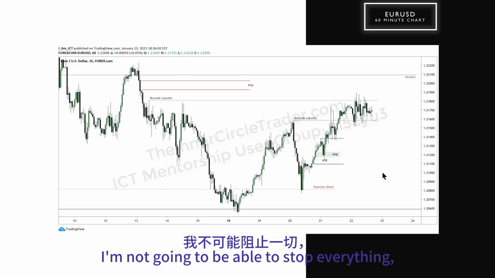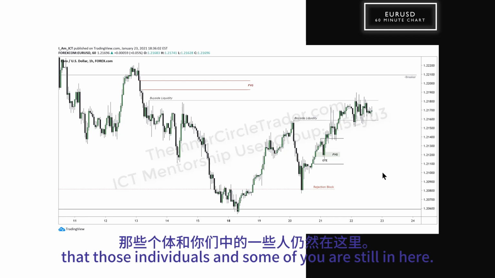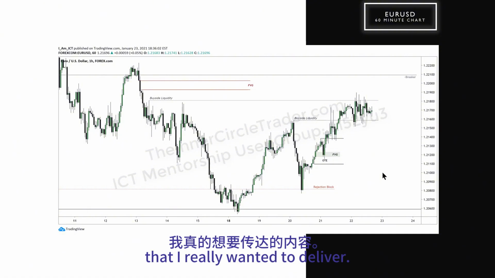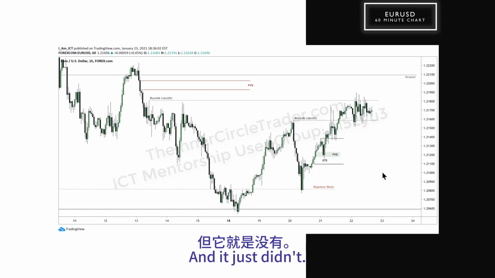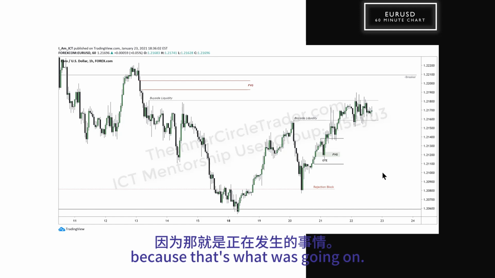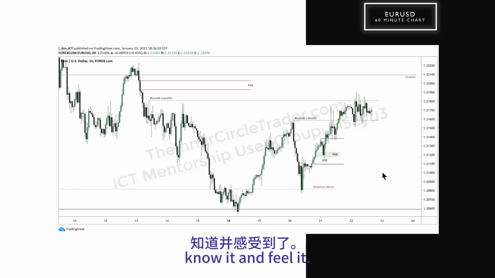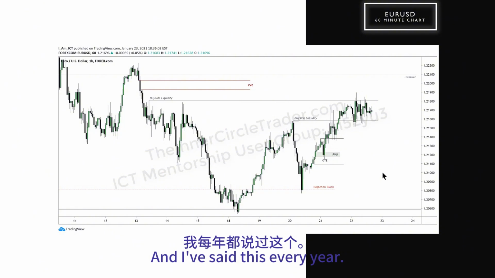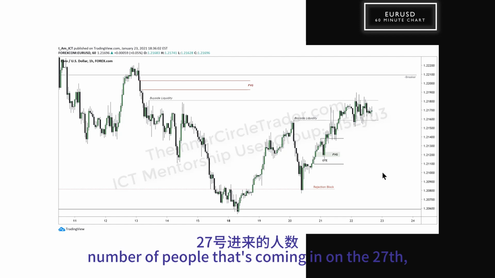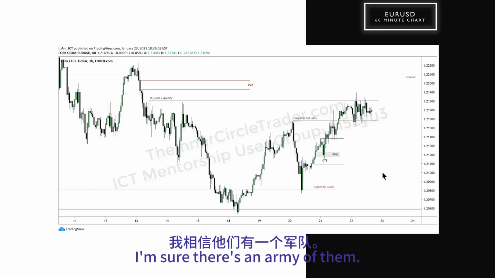I'm not going to be able to stop everything, but I want you to know that those individuals, and some of you are still in here, have really reduced the level of content that I really wanted to deliver, and it just didn't make it as pleasurable for me as a mentor, because that's what was going on. I'm sure some of you know it and feel it, but I don't want you abusing this. I've said this every year, and still there's always half a dozen of these people in here. And with this number of people coming in on the 27th, I'm sure there's an army of them.